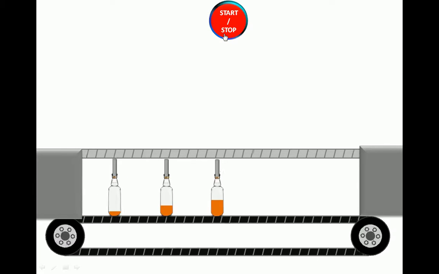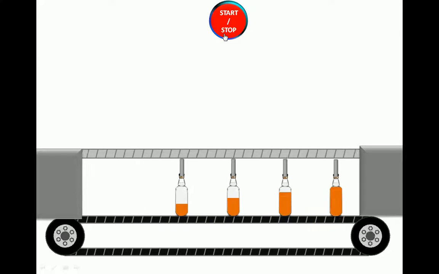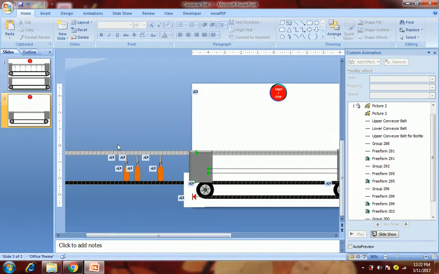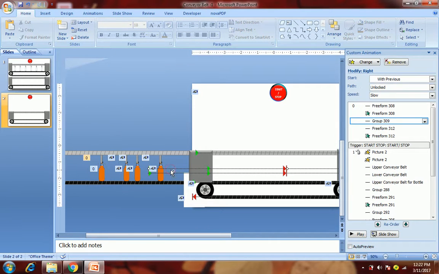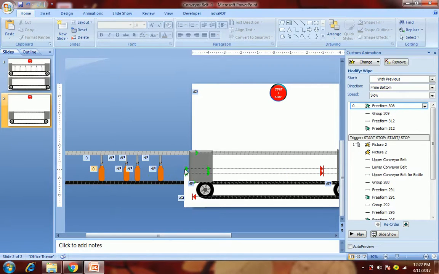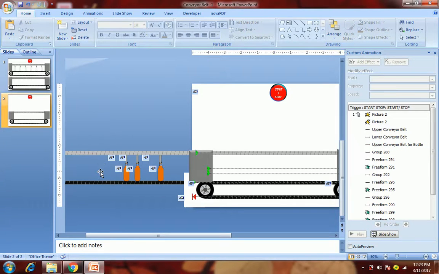If I click on this button, bottles are getting filled up. Click on this, it will get stopped. So if you want, I'll just add, it's a matter of just 2 minutes. Ctrl C, Ctrl V, adjust it over here, select the motion path. Select this one because here two shapes are overlapped, so I will select this one.